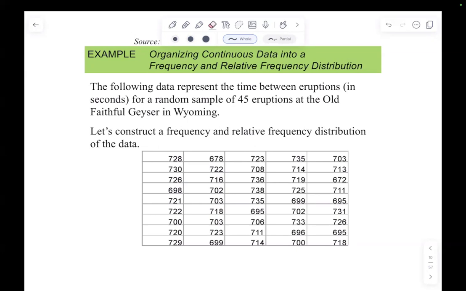Technically, this is continuous because if I am measuring time, in order to get to 728 seconds, I had to hit all of the seconds before it. So this is continuous. Most of the time when we're making histograms, we're using continuous data. It just makes sense.